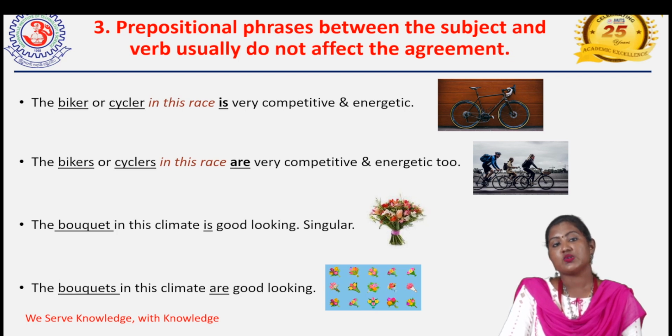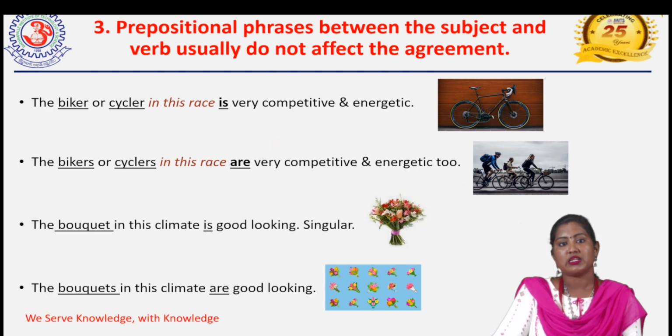Okay. So, as I told you, the phrases are in between the subject and the verb, but there is a common understanding we need to have based on subject verb agreement. The biker is singular, the cyclist is also singular. So we are using the is form here. But in between, the prepositional phrases are also there. They will not affect the subject and the verb given in the sentence. So that understanding we need to come to.